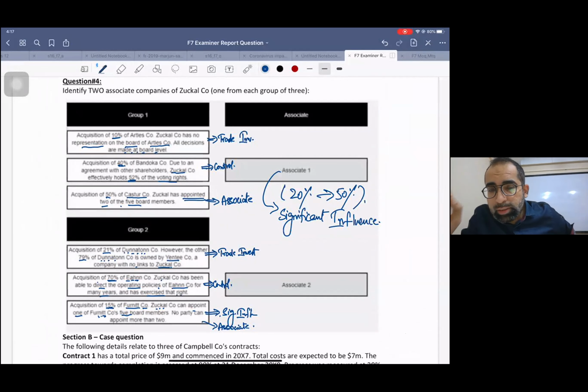And I hope you guys remember, for trade investment, we apply IFRS 9. And for trade investment, there are two categories: fair value through PNL and fair value through OCI, right? Okay.